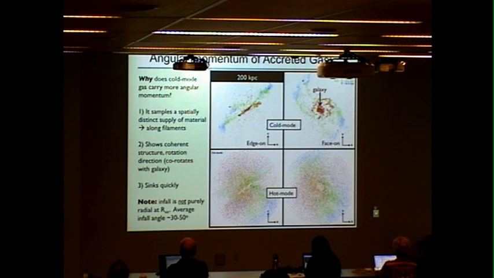And as I noted earlier, the infall is not purely radial. So sometimes we get this impression that filamentary cold mode infall has to be zero impact parameter, tunneling straight down the barrel at the galaxy, which is not really what's happening.